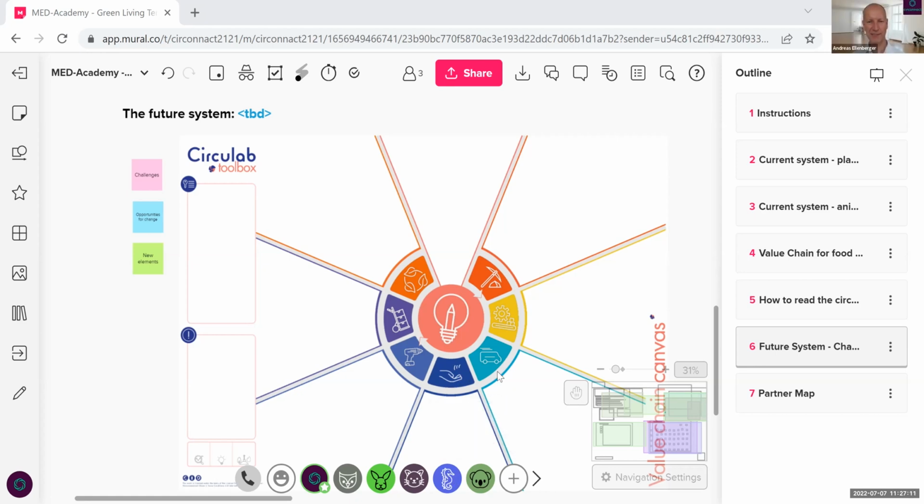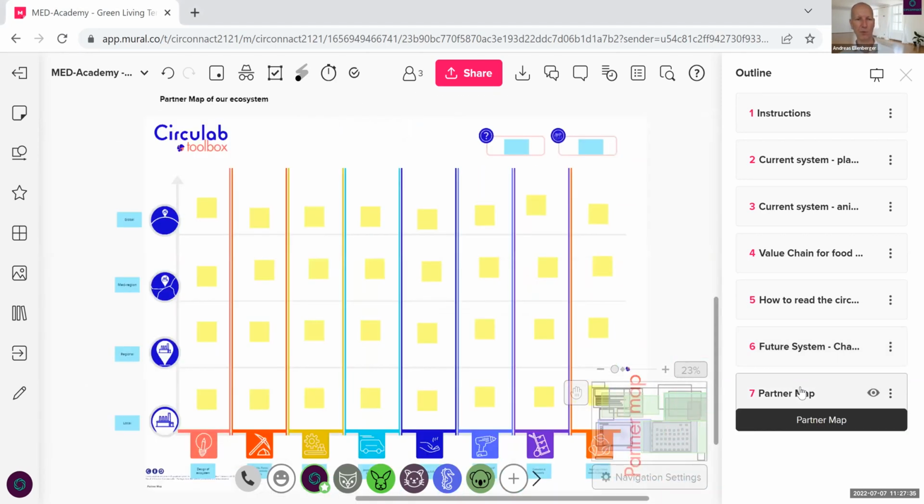So on the one side, the exercise you can see here also on the mural, which is the future system. So you can decide which systems you want to look at. You don't need to use the one we just discussed, but of course, the main thing is to look at what are the challenges, what are opportunities or new elements you can add to the value chain, or where to look at and how to improve it, and to really get a bit more on the territory side also to understand that better. We quite often use the partner map.